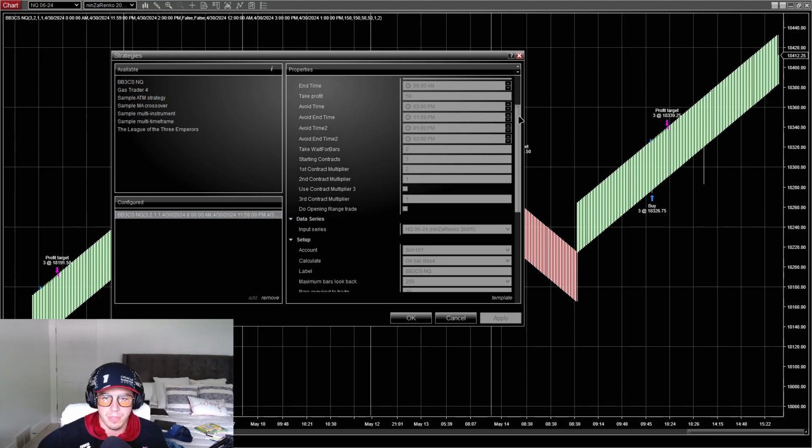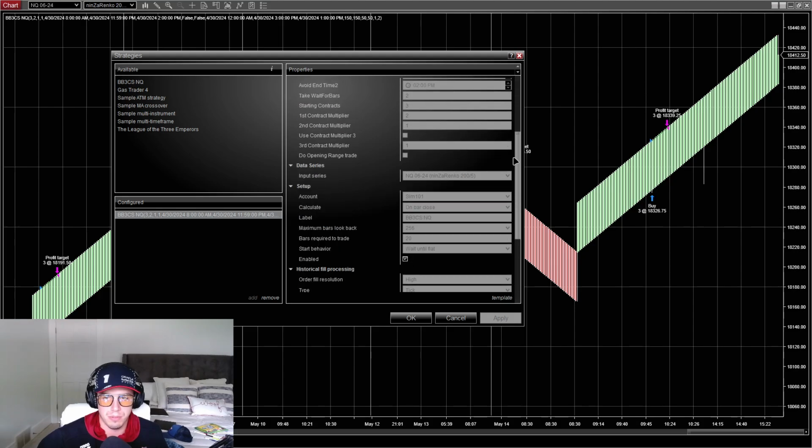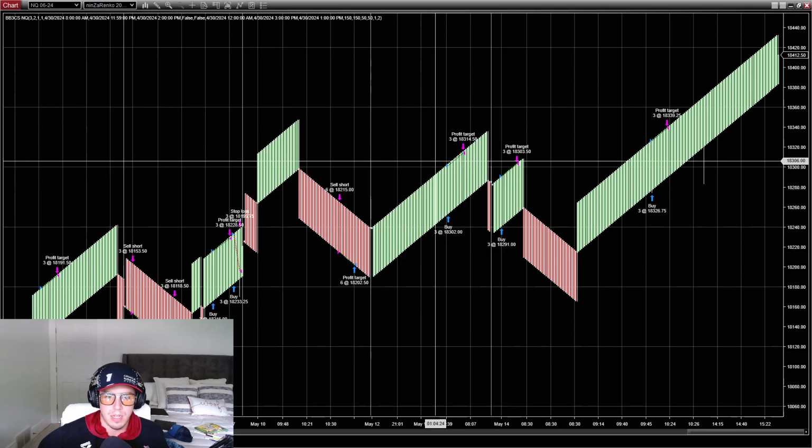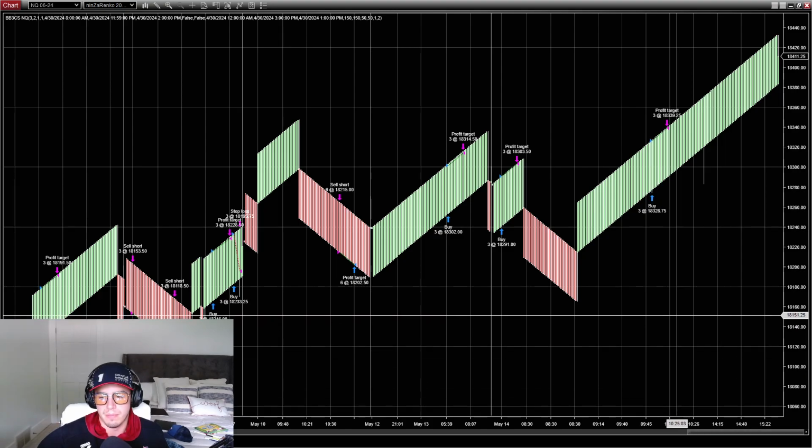3, 2, 1. Okay. All these settings don't matter, just high fill resolution. Okay. And it's been working really, really well.